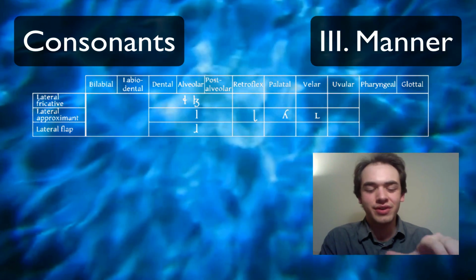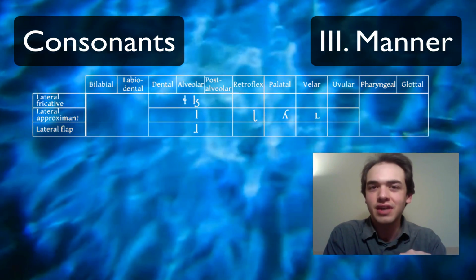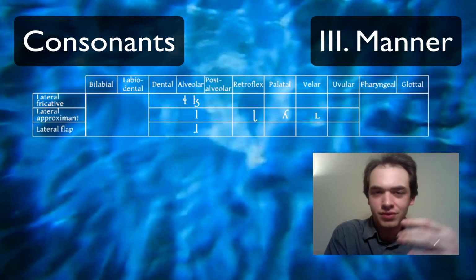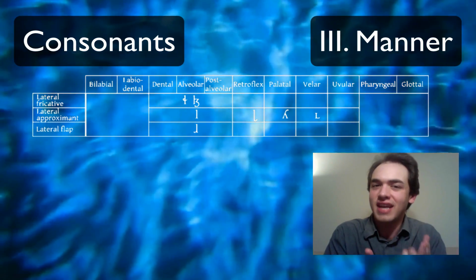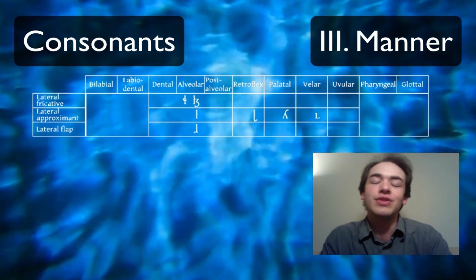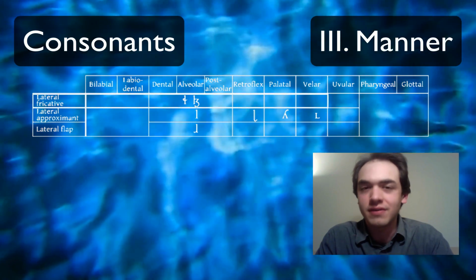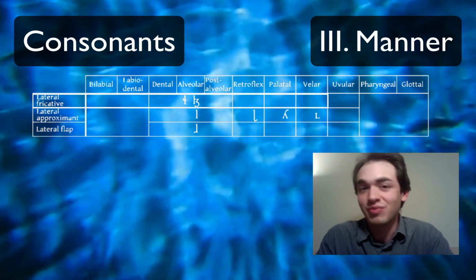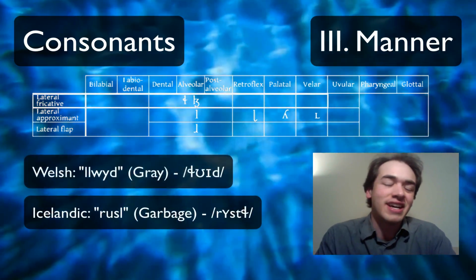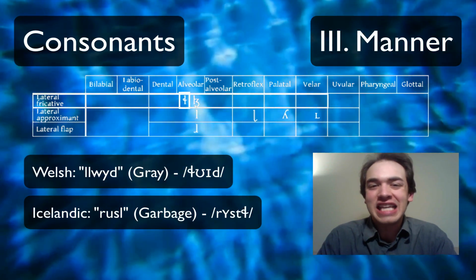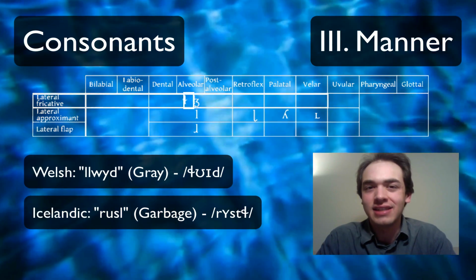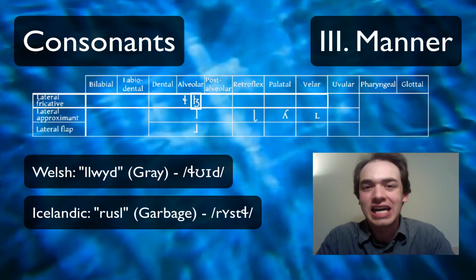A lateral consonant is where the tongue comes up in the front and closes off the front of the mouth, but air is allowed to escape over the sides, and so you get L-type sounds. There are 2 lateral fricatives, unvoiced and voiced. You'll find the unvoiced one in, surprise, Icelandic and Welsh.